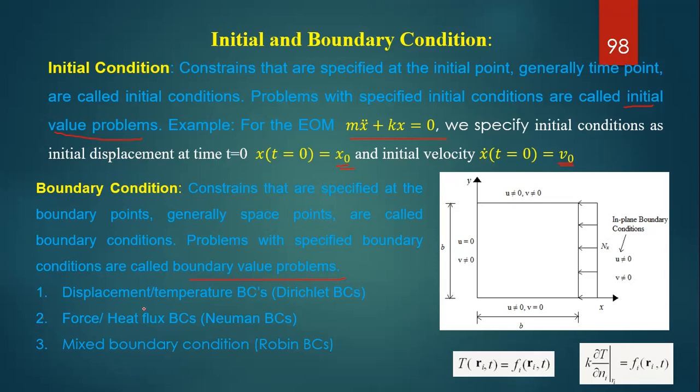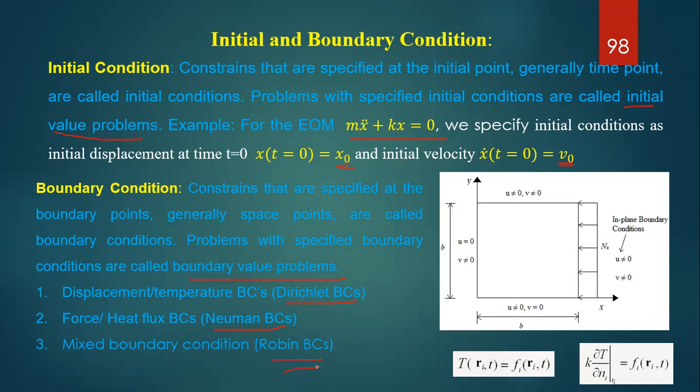So displacement boundary conditions and temperature boundary conditions, we simply call them Dirichlet boundary conditions. And force boundary conditions or heat flux boundary conditions, we sometimes call them Neumann boundary conditions. And some combinations of boundary conditions also appear, like the Robin boundary condition, especially in diffusion phenomena. The Robin boundary condition, which mixes both, may be used.